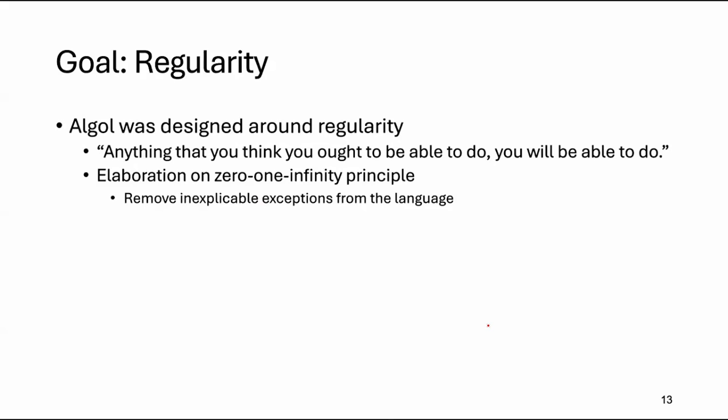One of the things about Algol, when they worked with the control structures, is that Algol was designed around regularity. Anything that you think you ought to be able to do, you will be able to do. And you want to remove inexplicable exceptions from the language, and that is more of an elaboration on the 0-1-infinity principle that we talked about before in another video. So they wanted it so that if you should be able to do this, then we have to provide it for you in the language.